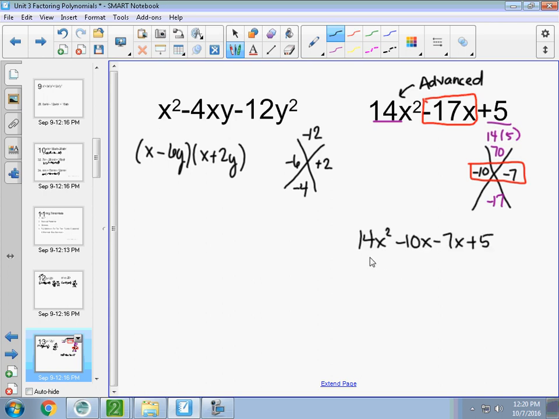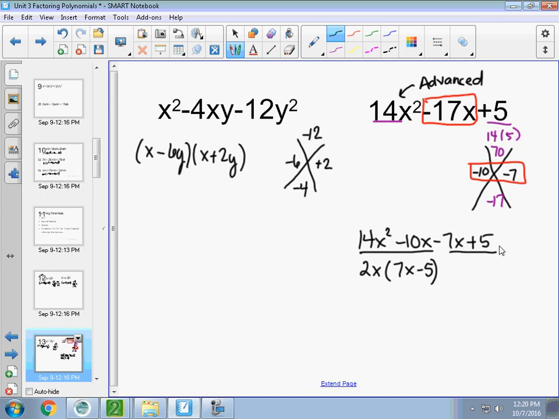And having 4 terms allows me to factor by groups. Factoring by groups, I would break it up into 2 sections and then look at the greatest common factor for each piece. So 14x squared minus 10x both have a 2 that can be divided out, and they share an x. So now I'll have 7x minus 5 as my inside of parentheses.